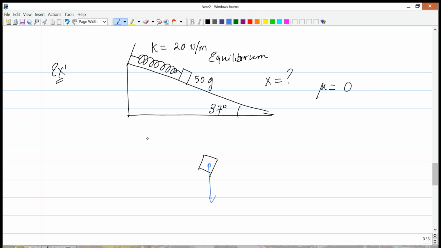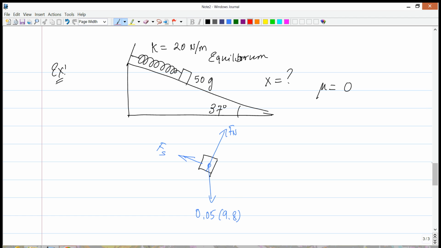And what we have is 0.05 times 9.8, which is the force of gravity pulling it down. We have contact, which is the force between the block and the surface. And we have the force of the spring pulling it up the incline.